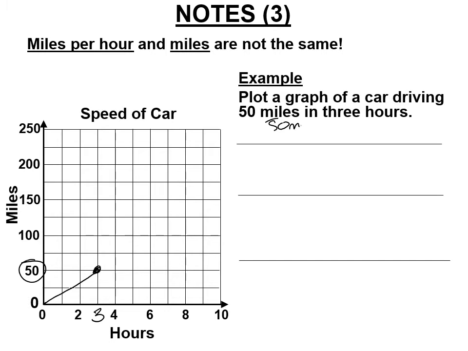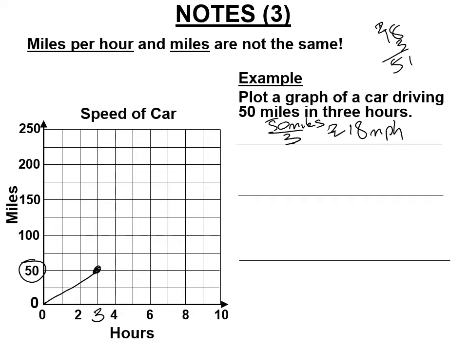Now, that is not 50 miles per hour, right? Not even close. 3 goes into 50, what, about 18? What's 3 times 18? It's 54, right? But 3 times 8 is 24. So it's around 18 miles per hour, 17 point something.